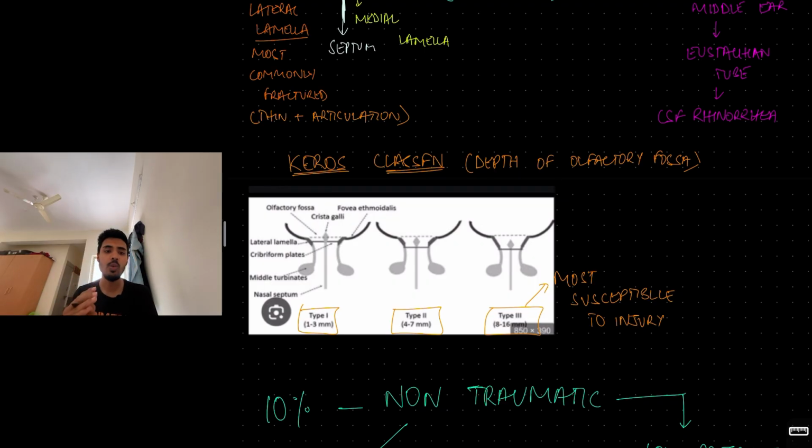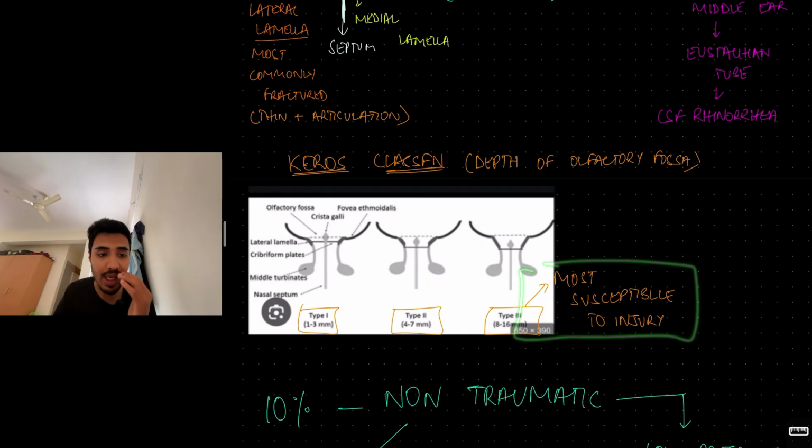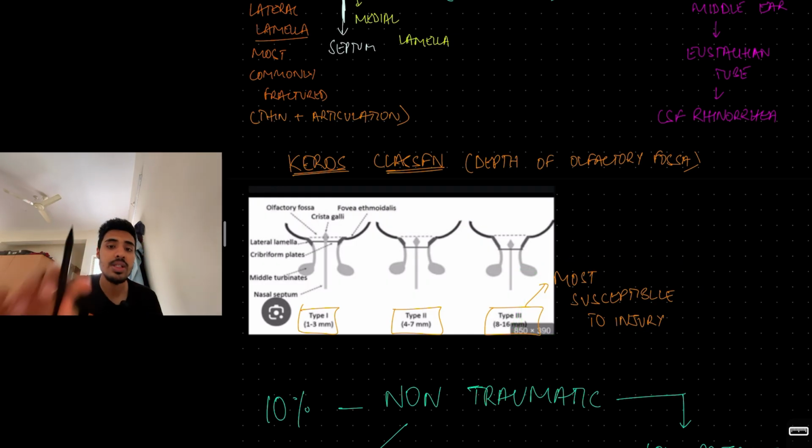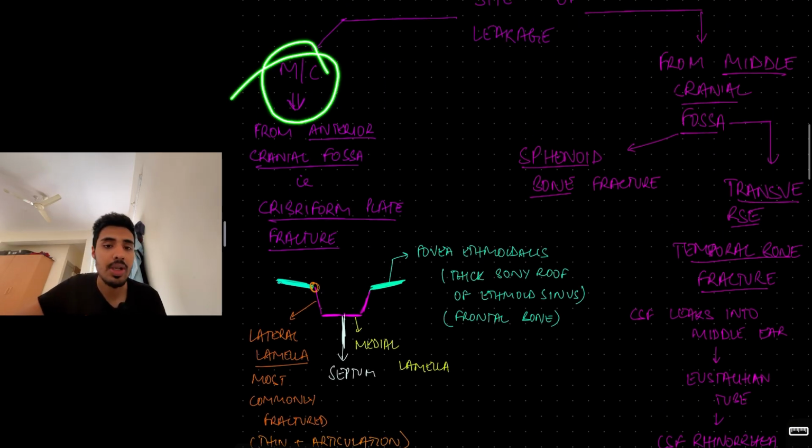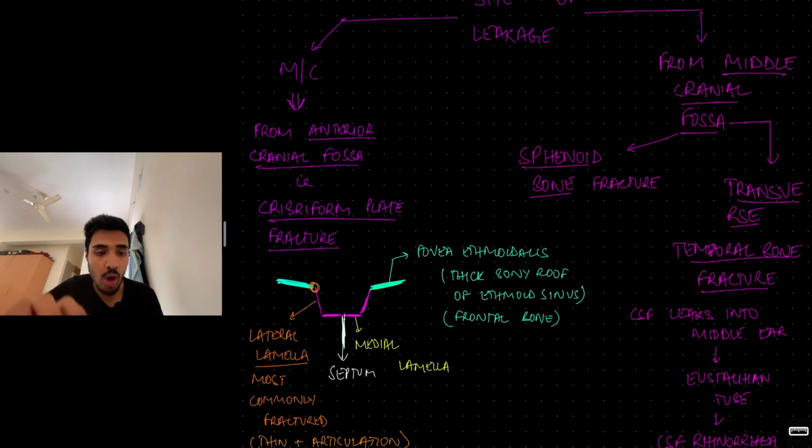So because of that, during FES, during any skull base surgery, there is high likelihood that the cribriform plate can get injured. Because it is much more low lying, there is a higher risk of trauma causing cribriform plate fracture. So this is the anterior cranial fossa leak, which is the most common cause for CSF rhinorrhea. Trauma leading to fracture of the lateral lamella of the cribriform plate, causing CSF leakage from the anterior cranial fossa.